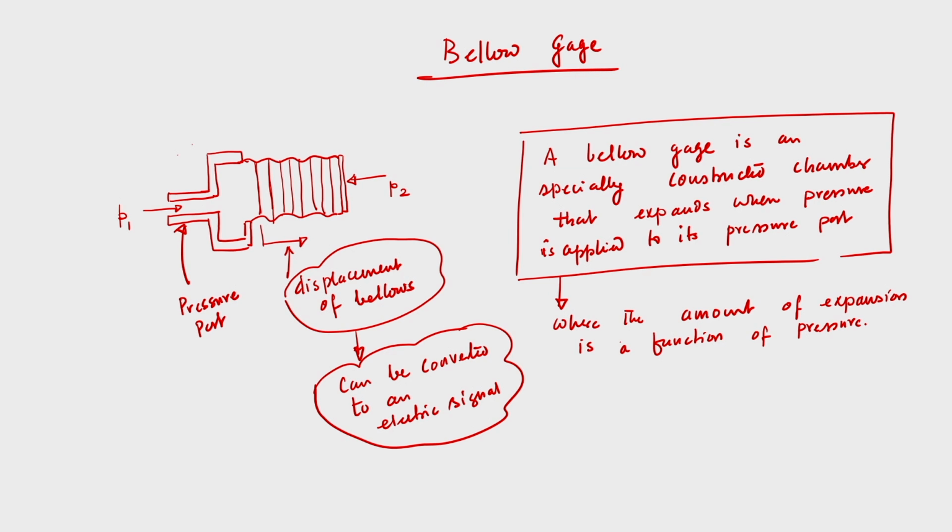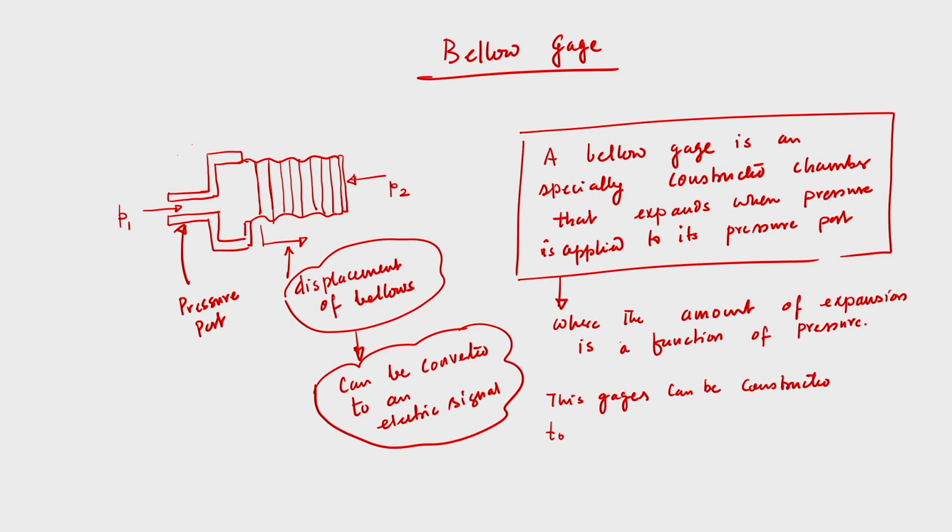So now another important thing is that these gauges can be constructed to have an expansion that is proportional to the pressure, or can be calibrated empirically. So I can write that these gauges can be constructed in such a way that we will have expansion.